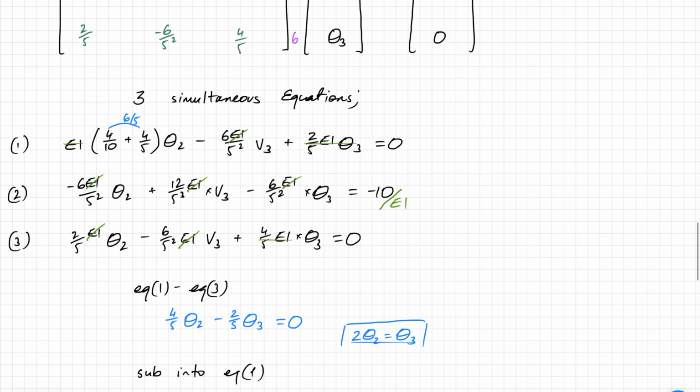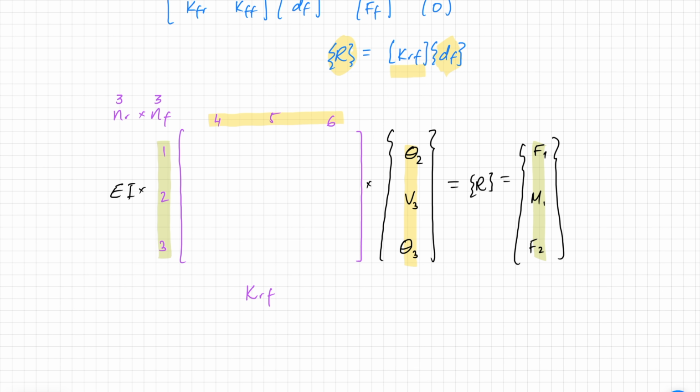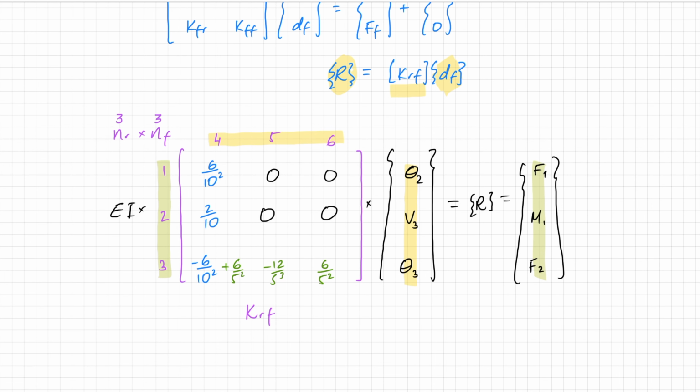Let's write that out explicitly now. Here I have from element 1, 6 over 10 squared, 2 over 10, and minus 6 over 10 squared. And the other things come from that row in element 2. So here I have plus 6 over 5 squared. Here I have minus 12 over 5 cubed. And here I have 6 over 5 squared. And the rest of these are just zeros. So once again, we have 3 equations to solve, and we will find those reactions.